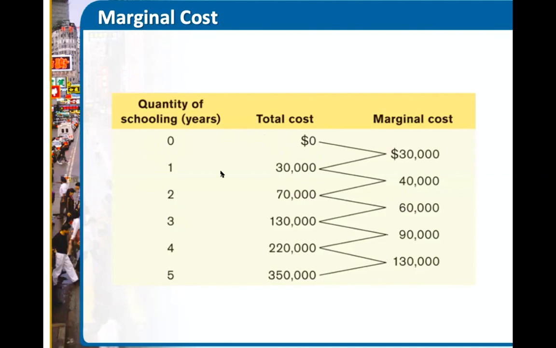If he spent 1 year in school, he's going to spend 30,000: 10,000 from the cost of tuition, plus 20,000 from the implied cost that he's foregoing by spending his full-time status in school. So the total cost of education for the first year is 30,000. 2 years is going to cost him 70,000. 3 years is going to cost him a total cost of 130,000. And 4 years for a 4-year university, or 5 years, is going to cost him 220,000 to 350,000.